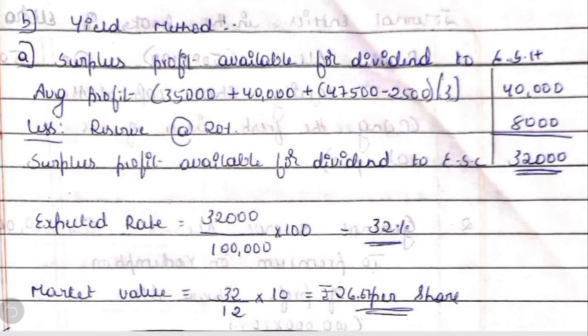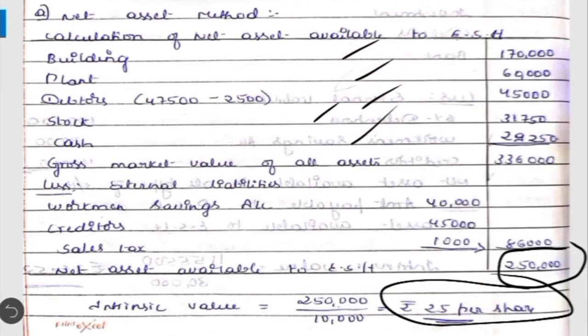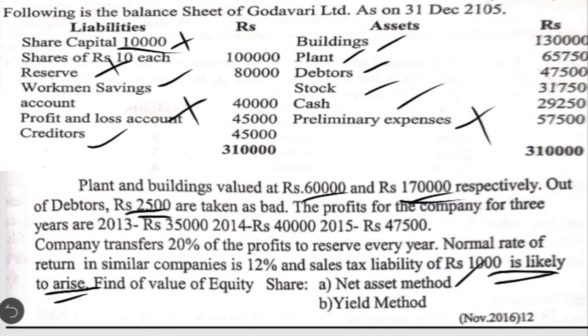And then coming to the second step, while calculating the value of share under yield method, we need to know the surplus profit available for equity shareholders. Here they have given the profits for 2013, 14 and 15. If you check the balance sheet date, they have given 2015. So current year's profit is 47,500. From this we need to deduct the bad debt while calculating the adjusted average annual profit. Then the normal rate of return is given as 12%. Then transfer to the general reserve is 20%. The paid up value per share is 10.